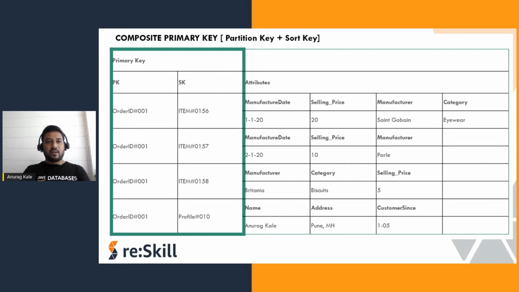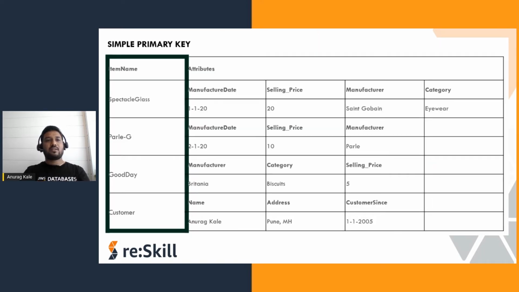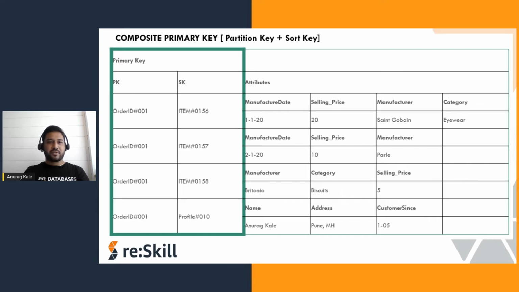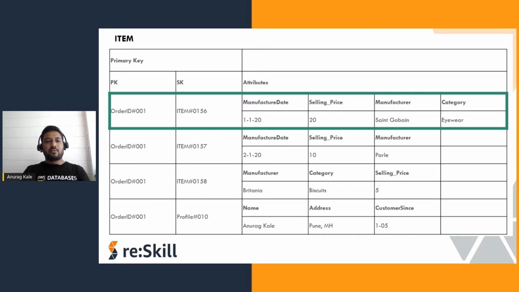Now that we have understood what a table is, what a simple primary key or a partition key is, and what a partition key and sort key are, let's look at what is the equivalent of a row. A combination of primary key and sort key and a collection of attributes is called an item. If you carefully observe here, in order 001, for example, in items 156 and 157, you will find that there is a mismatch in the number of attributes that you have.